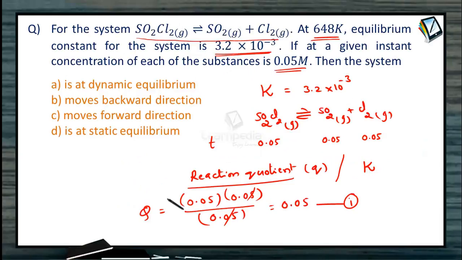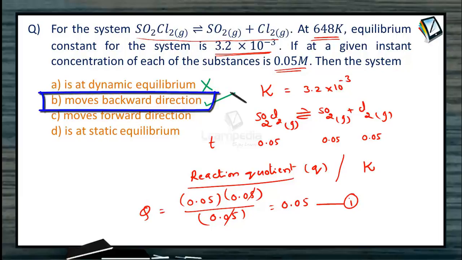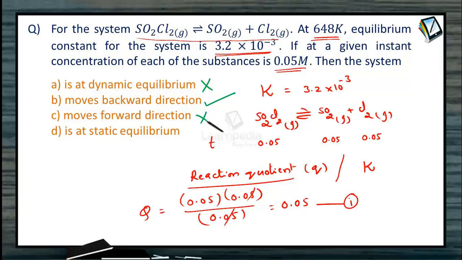Let us see among the options given. The system is at dynamic equilibrium. Q and K are not equal, therefore wrong. Moves in backward direction. Since Q is greater than K, the system moves in the backward direction reaction. That is, SO2 reacts with Cl2 to give SO2Cl2. Moves forward direction is wrong. Static equilibrium. The system will not remain with both forward direction reaction and backward direction reaction stopped. Therefore, there is no question of the system being at static equilibrium.